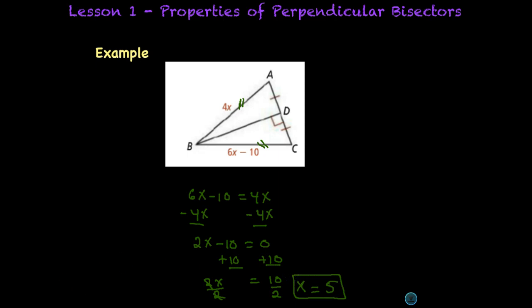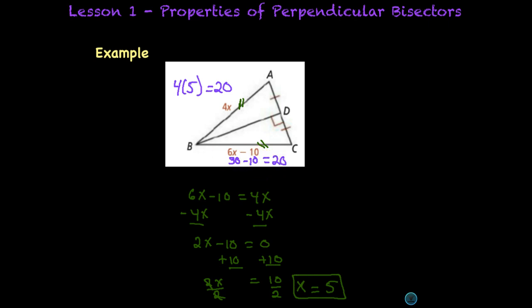Now I know what x is. If I want, I can plug in x here or here because I should get the same answer, and I can figure out what the side lengths are. So if I plug in 5 for x, I would have 4 times 5. That equals 20. So I know this side equals 20, and I can test it here too. 6 times 5 is 30, and 30 minus 10 does in fact equal 20.